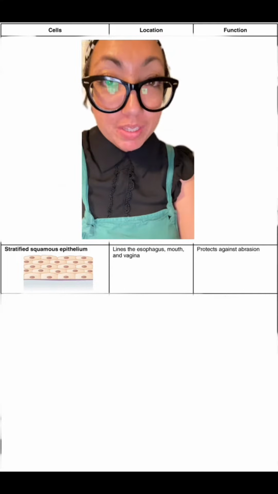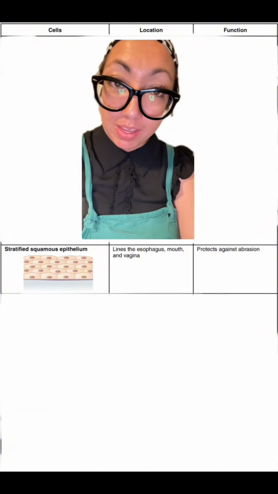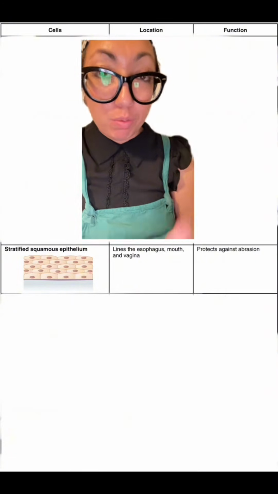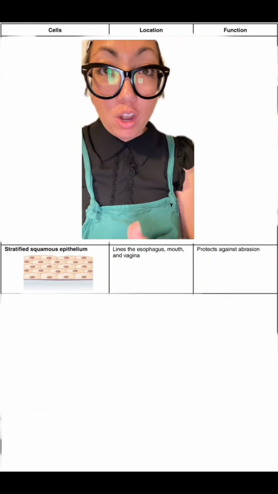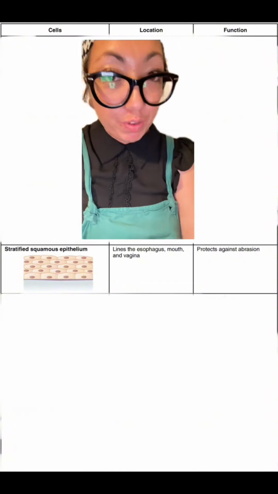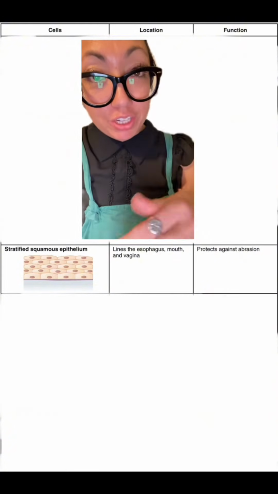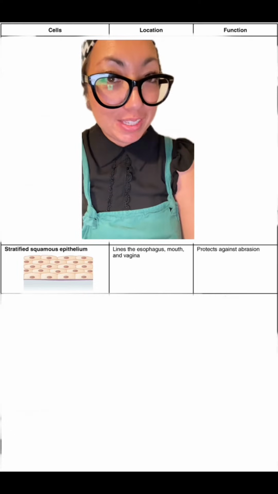What is the purpose of having stratified squamous epithelium? Basically, it protects us against abrasion. We find it in areas that are prone to high amounts of friction. So if you think of that and then you go back to these locations, it should make perfect sense.